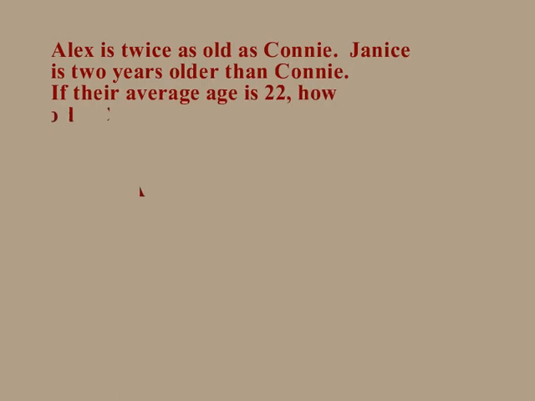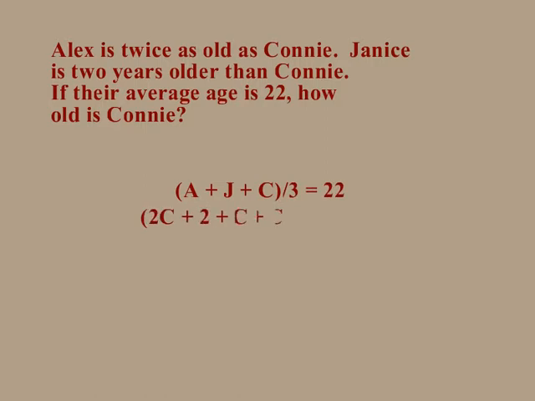In this case, we know that Alex is twice as old as Connie. And we know that Janice is 2 years older than Connie. Okay, their average age is 22, so we set that up, and now we simply substitute the values in. We get 2c, that's Alex, 2 plus c, that's Janice, and c is Connie. Cross multiplying, we see that their total age is 66. Subtracting 2 from both sides, we get 4c is 64, and we find out that Connie is 16.